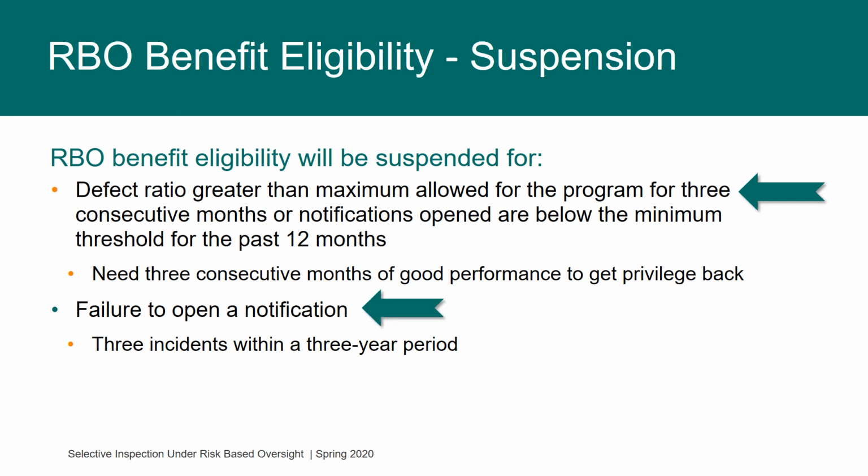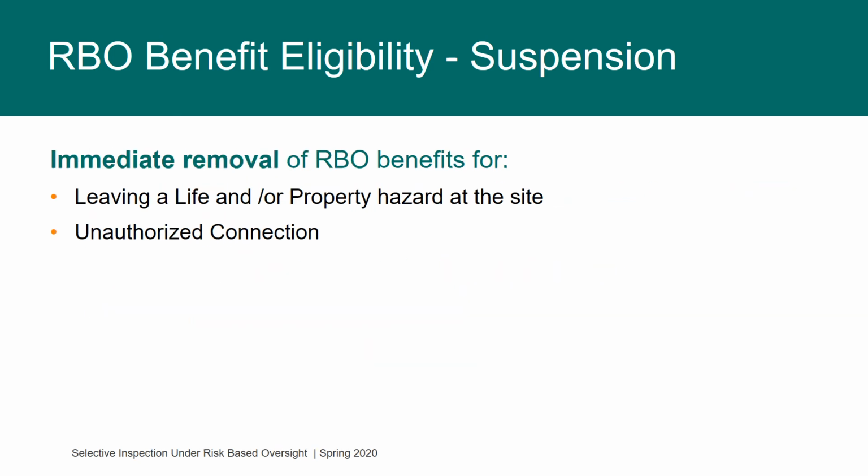If a contractor fails to file a notification or works without a permit 3 times within a 3-year period, benefits will be suspended. Benefits will be immediately suspended if a contractor leaves a life or property hazard at a site and/or there is an unauthorized connection at the site.